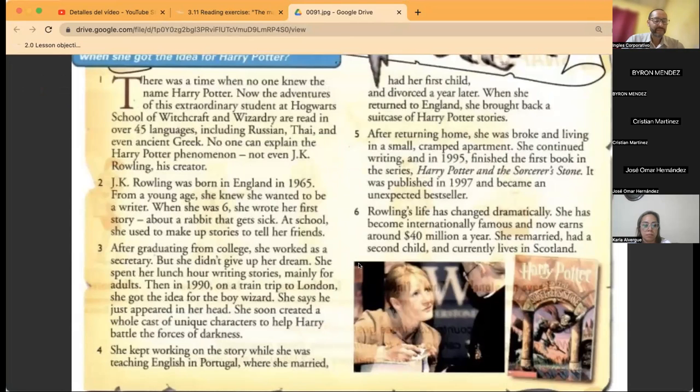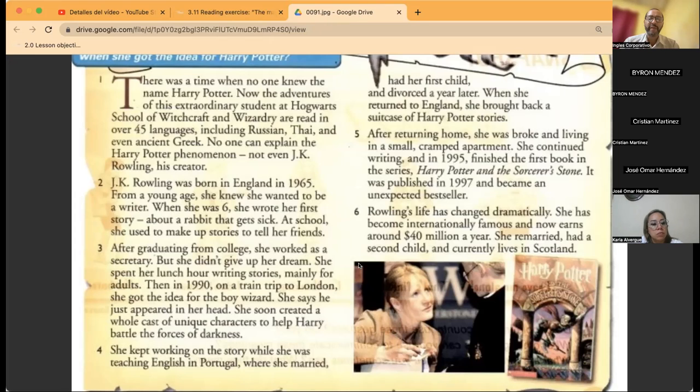There was a time when no one knew the name Harry Potter. Now the adventure of this extraordinary student at Hogwarts School of Witchcraft and Wizardry is read in over 45 languages, including Russian, Thai, and even ancient Greek. No one can explain the Harry Potter phenomenon, not even J.K. Rowling, his creator.